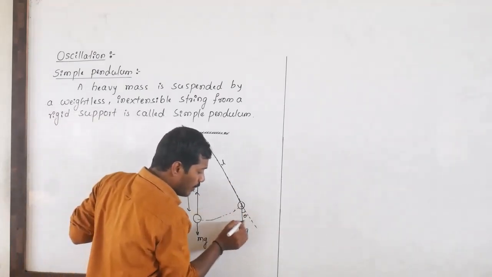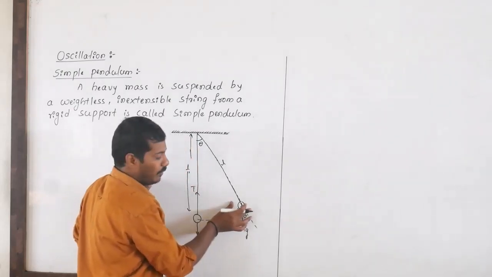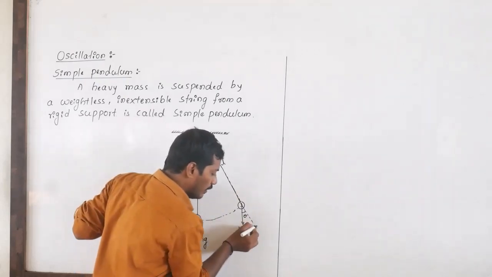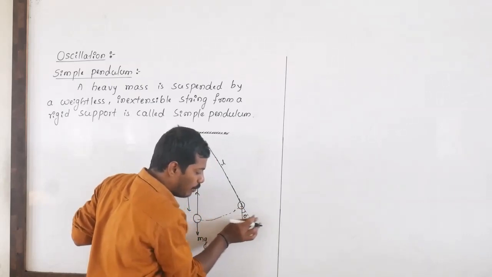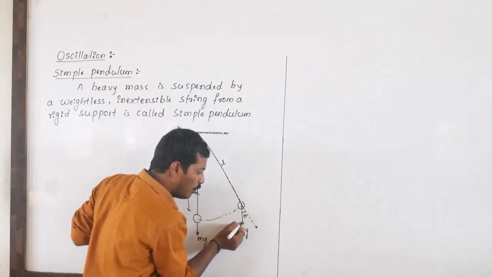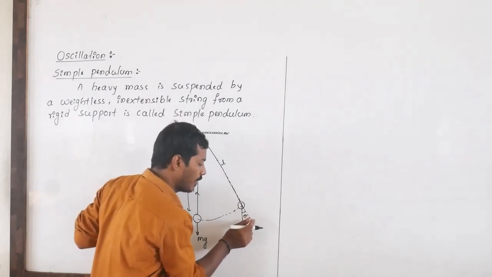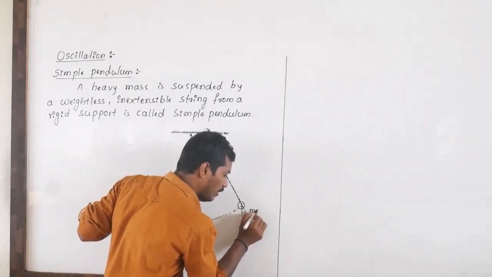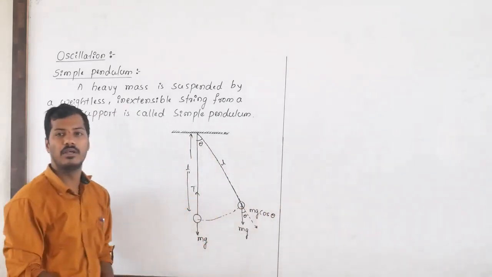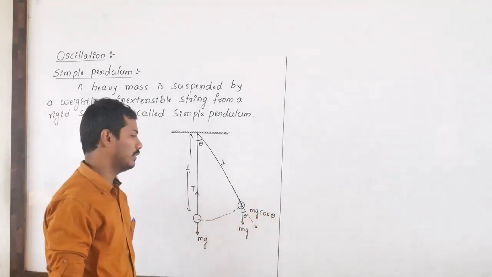Next, mg is the resultant force acting on the pendulum. Now it has a component, this side is called the adjacent side, and this is called the hypotenuse. Along the adjacent side the trigonometric function is cos, so the component of the resultant force is mg cos theta. You can take this as cos omega t or something.